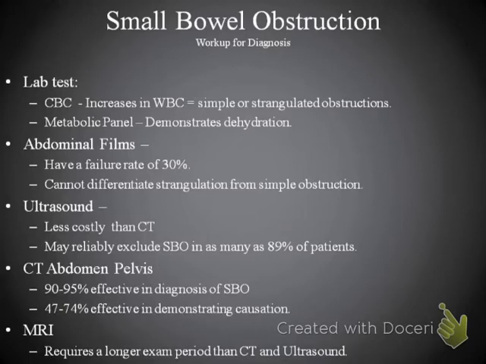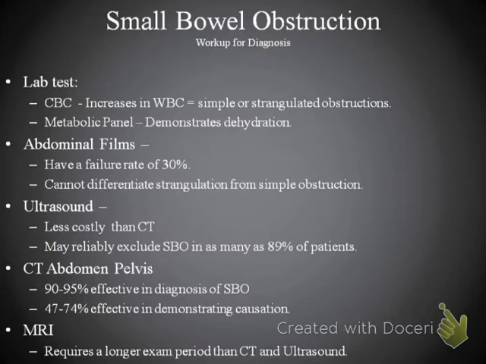So the workup for diagnosis. Number one is lab tests. We do a CBC, which looks for increases in white blood cell count, and this can be indicative of a simple or strangulated obstruction. A metabolic panel is pretty indicative of dehydration and the patient not being able to consume fluid, or a lot of that fluid not getting where it needs to be.